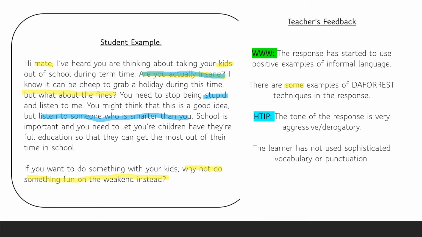The learner has not used sophisticated vocabulary or punctuation. So again, some of the words that have been used are very simple, and there's no more advanced punctuation other than the fact that they've used a comma and a rhetorical question. In order to get a really good mark within your assessment, I'd like to see things like colons, semicolons and parentheses at the very least, to try and make sure that you uplift your response and you show your examiner that you have a good grasp of this.